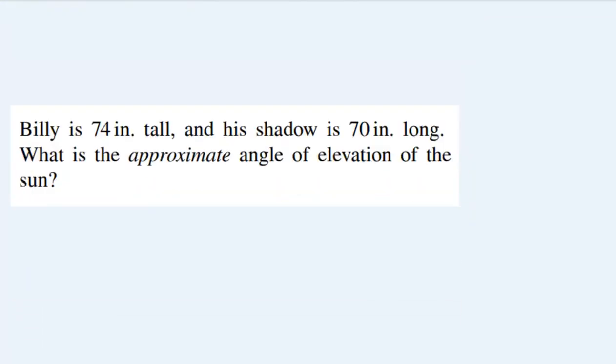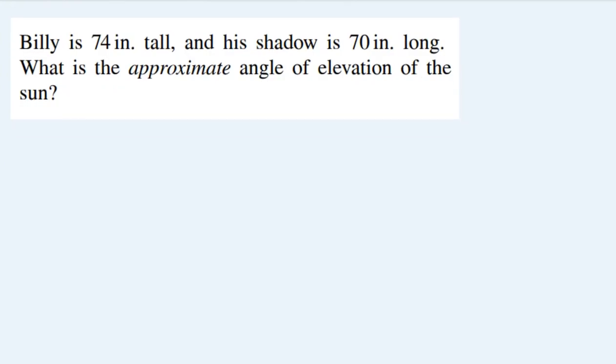The last type of right triangle trigonometry is angle of elevation and depression problems, so basically applications. When we have problems like this, we're trying to figure out how to draw the right triangle that represents the given information. Here it says Billy is 74 inches tall. If he's 74 inches tall, that would be a vertical length. That's how you measure your height. And it says his shadow is 70 inches long. Well, your shadow is always on the ground. So in this case, his shadow would be the horizontal length of 70 inches.